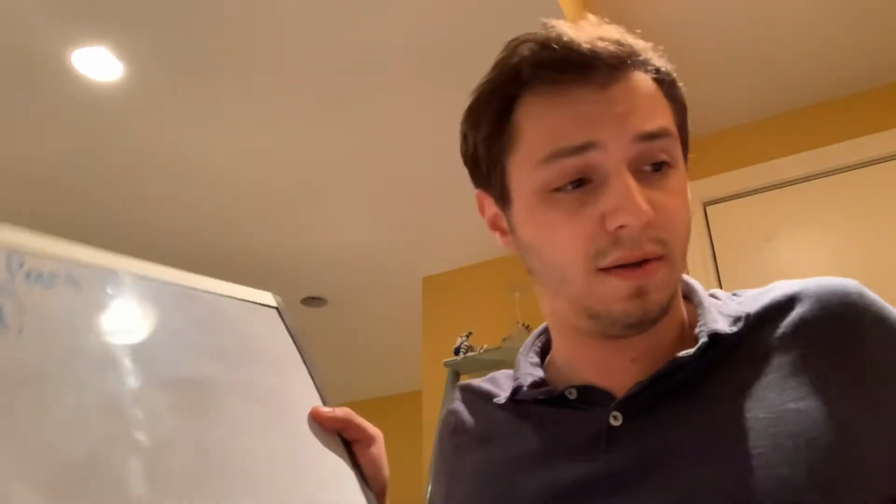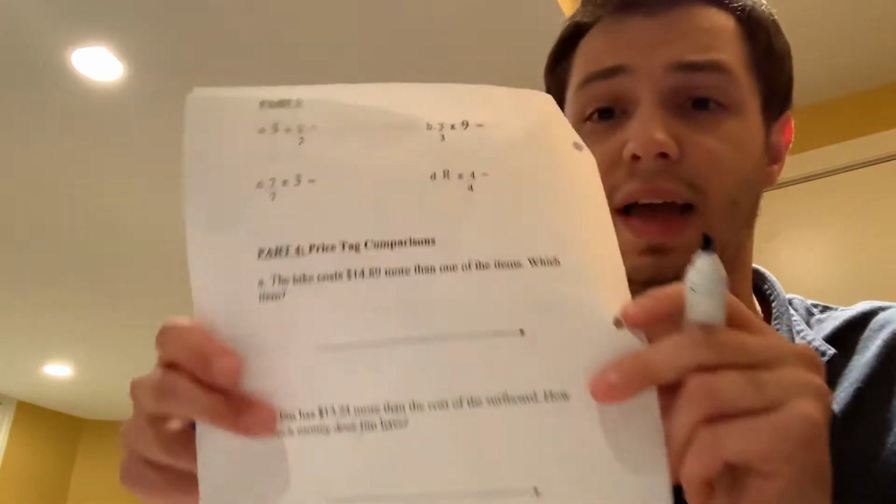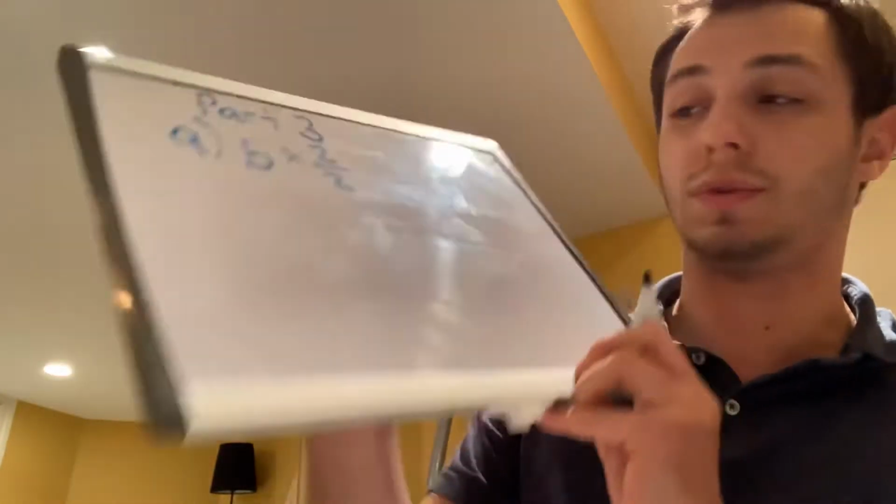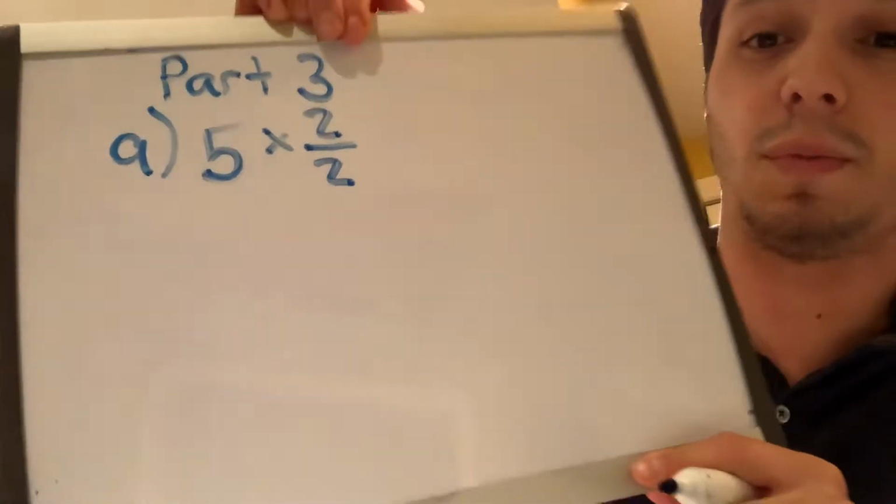In part A, once again, you don't have to print this. You can just access it online and write your answers on a separate piece of paper. If you would like to print it, you could. We have 5 multiplied by 2/2. So we have our whole number 5 and we're multiplying it by 2/2.